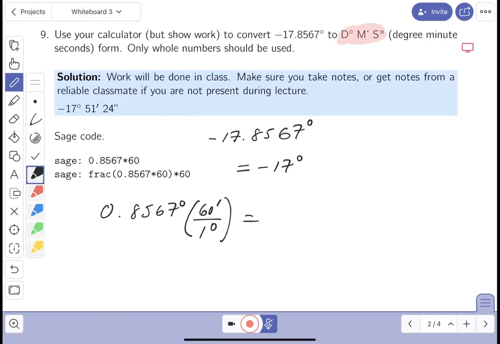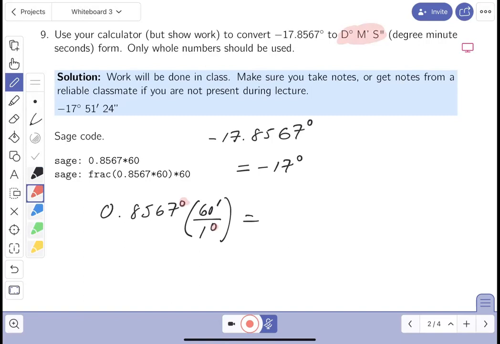What cancels off here, though? And I hope you know what cancels off here. The degree symbol cancels off, so I'm left with the minutes. And I want to go through the computation, and I'm going to do it on a calculator. What I'm going to do, 60 times 0.8567. And what do you get?